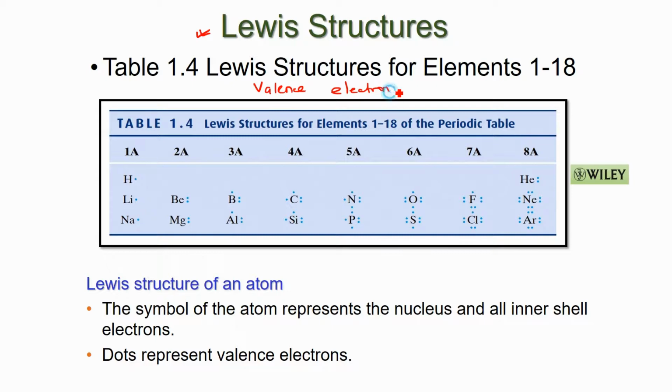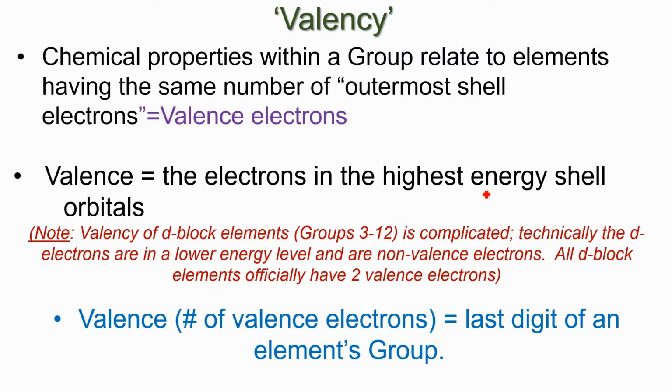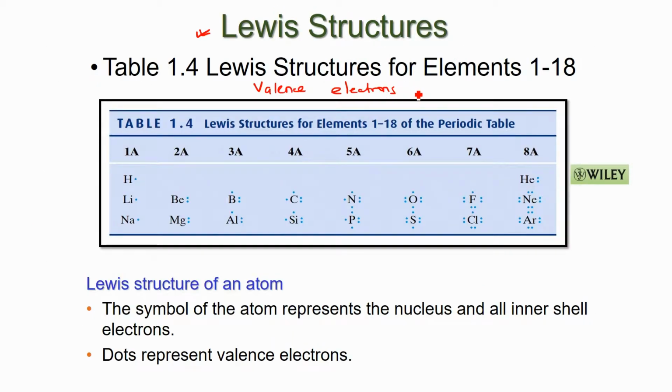Just to refresh your mind, valence electrons are electrons that are in the outermost shell, the electrons in the highest energy shell of orbitals. Let me give you an example. Carbon has atomic number 6, so with 6 electrons, the electronic configuration is 1s2, 2s2, and 2p2. That gives you the 6 electrons, 2 plus 2 plus 2.